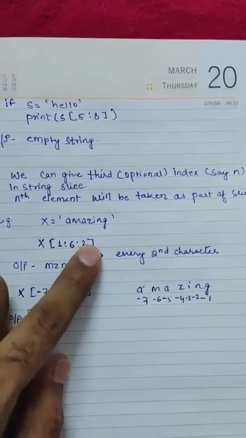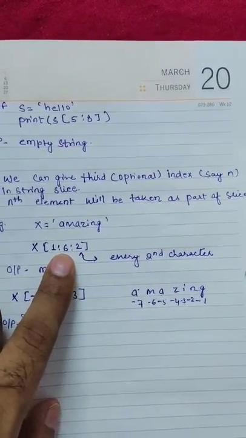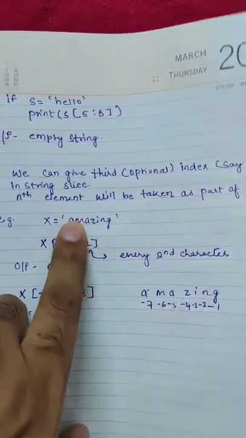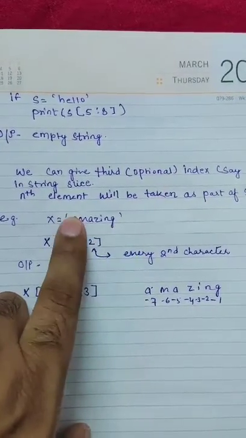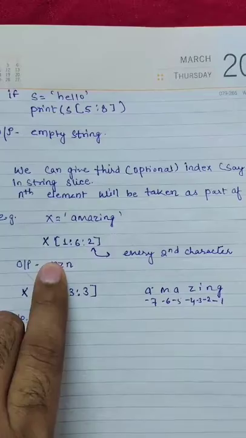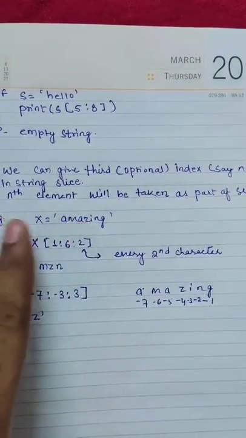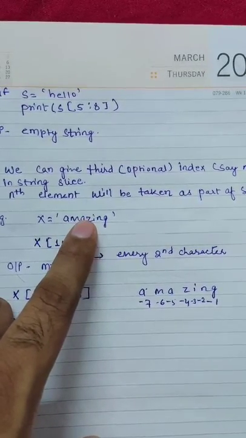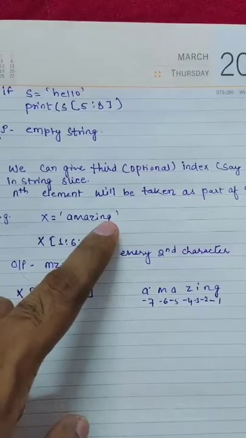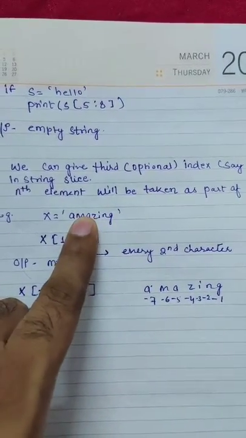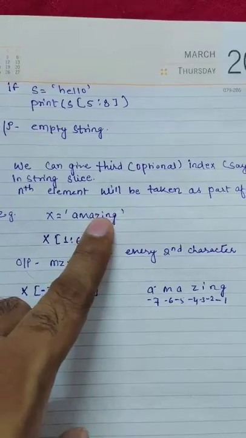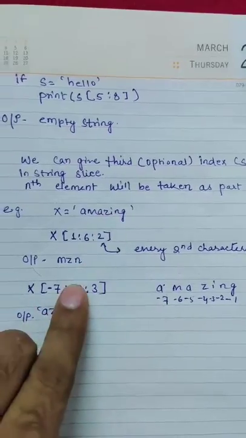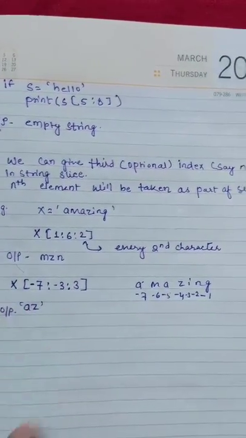So 1:6:2, every second character it will print, starting from 1. What is it? 0 1 2 3 4 5 6, 1 is M. And after M, the second character: from M, 1 2, Z is the second character, then 1 2, N is the second character. MZN. And like that, one example I have given.